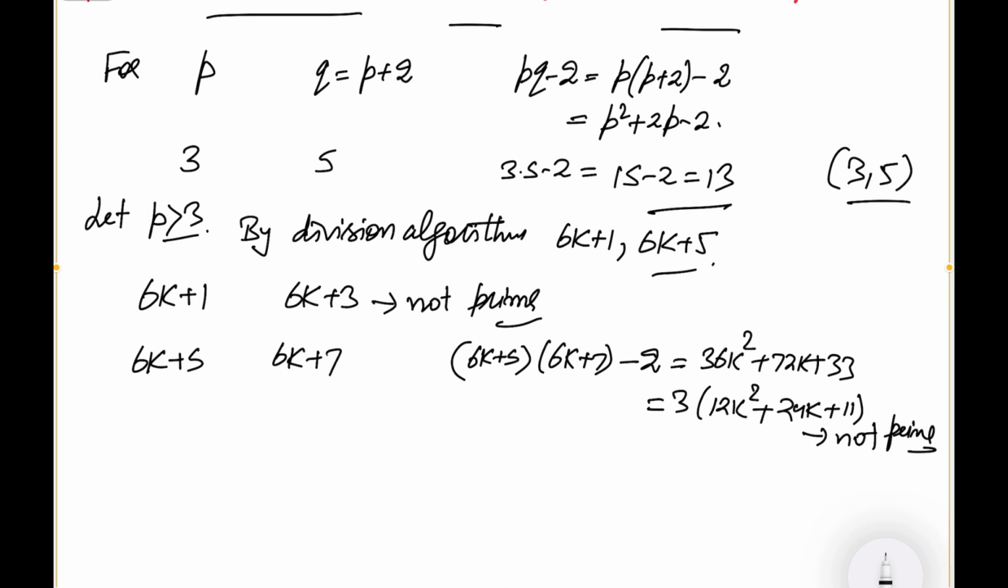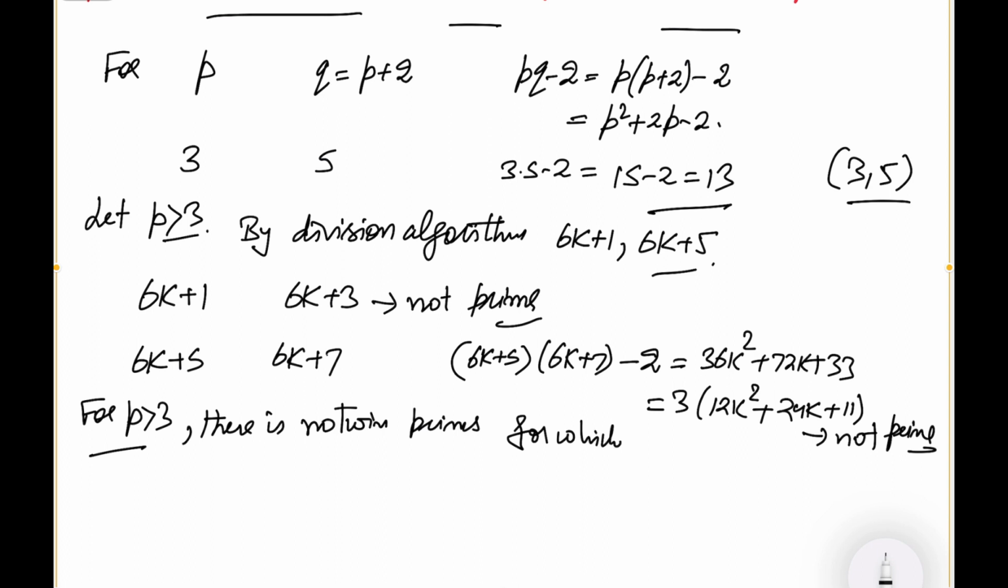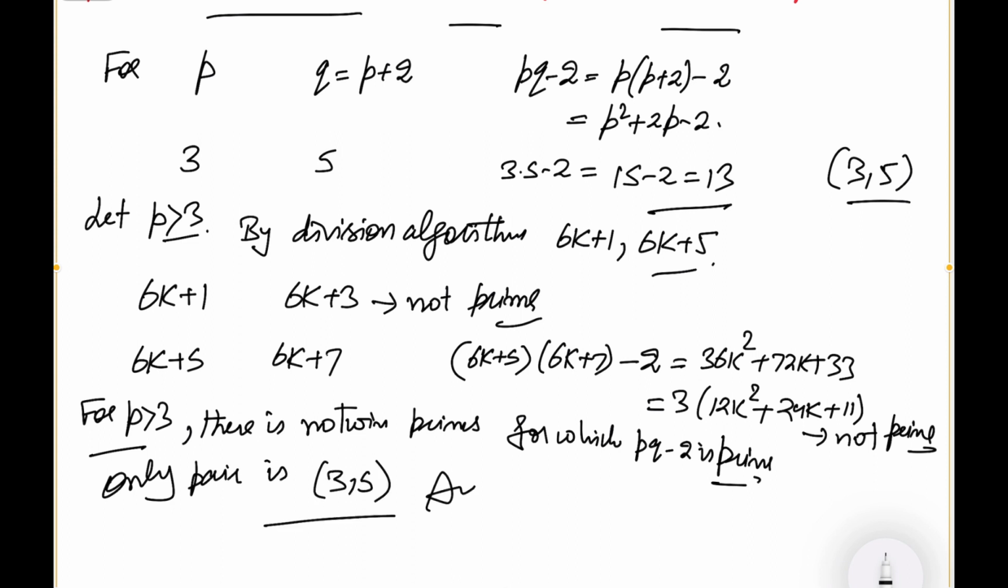Which means for p strictly greater than 3, there are no twin primes for which pq minus 2 is prime. So the only pair is 3 and 5. Answer.